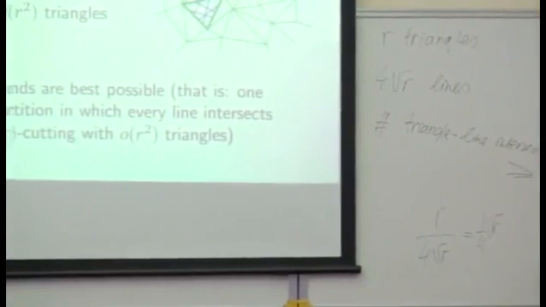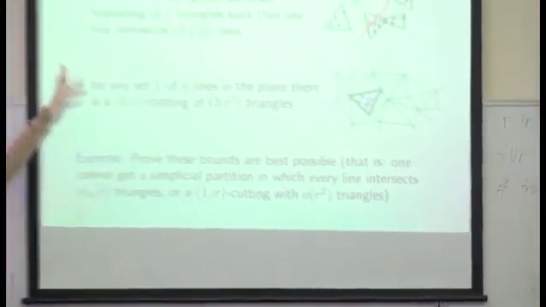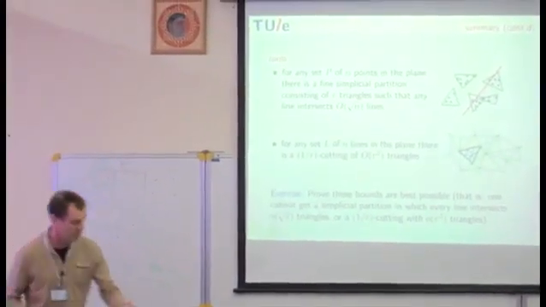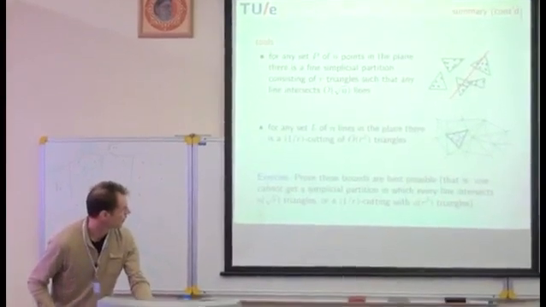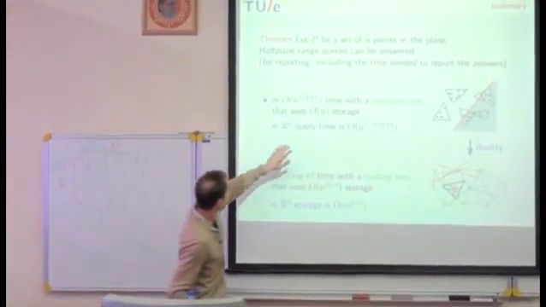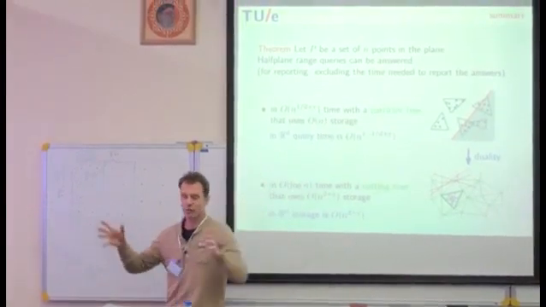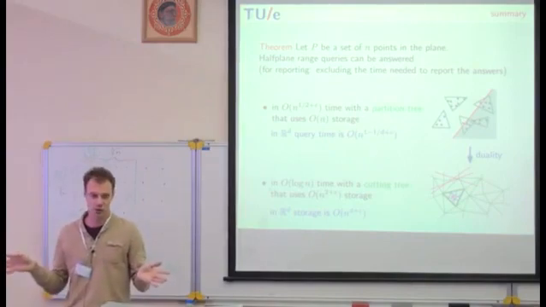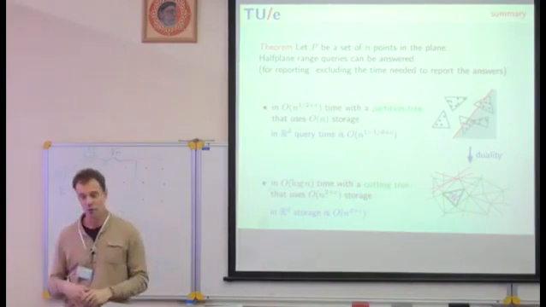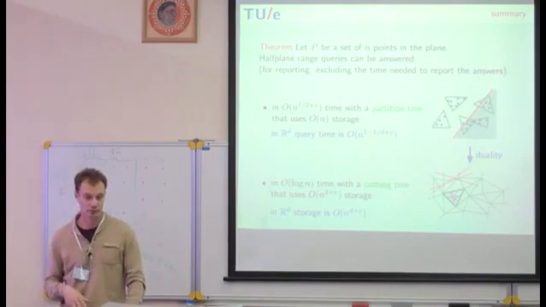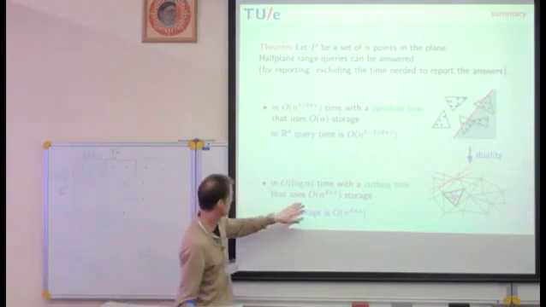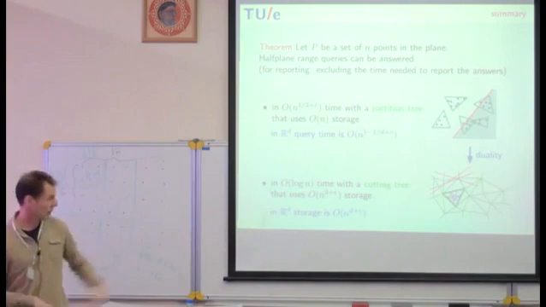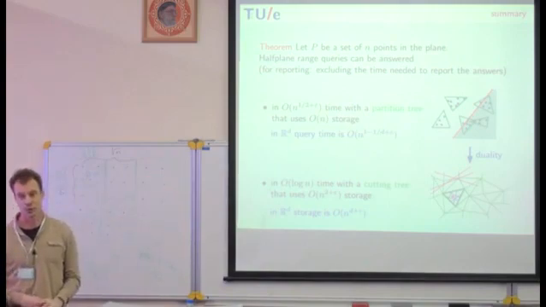Okay, so that shows that these tools that we're using are optimal in a sense. You cannot do better. And actually, these results are best possible. If you want to use only linear storage, you can prove that no matter what kind of data structure you use for half-plane range counting, the query time must be square root of n. And if you want to have log n query time, you must use n squared storage. So up to these epsilons, it's optimal.